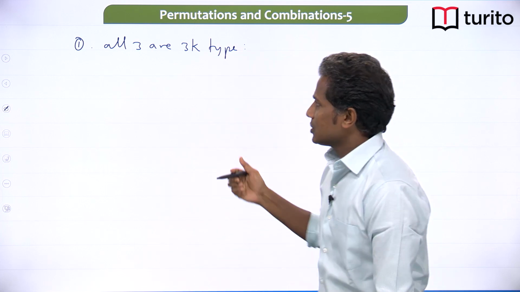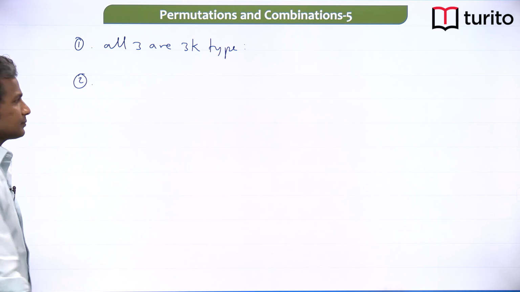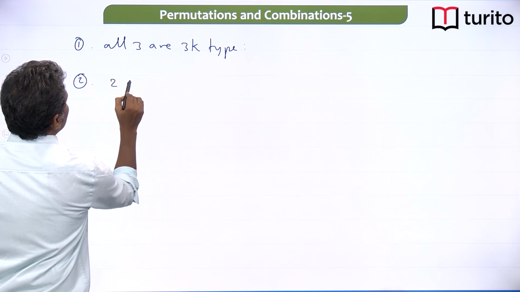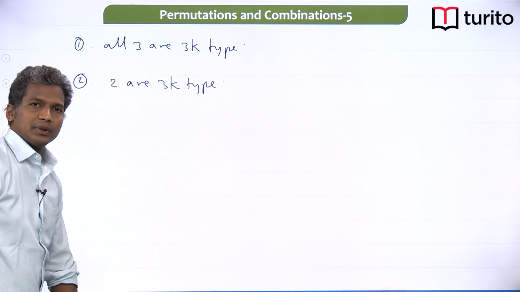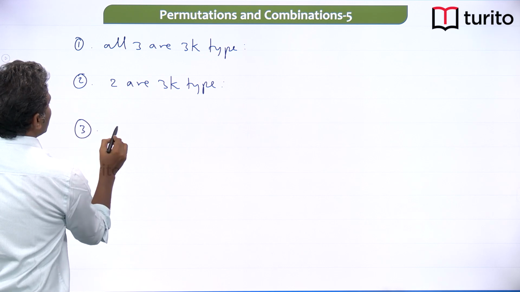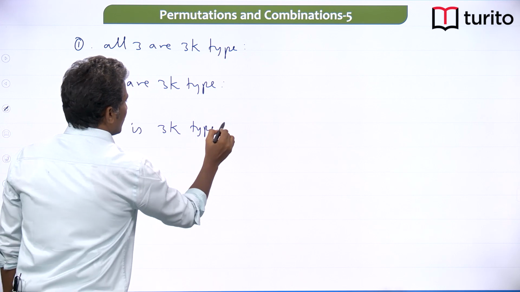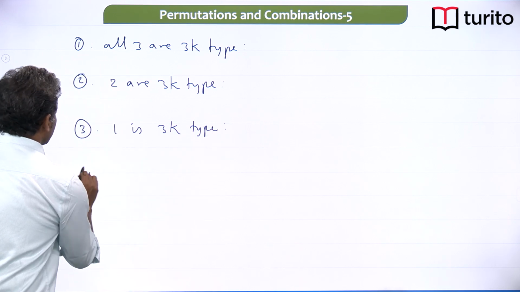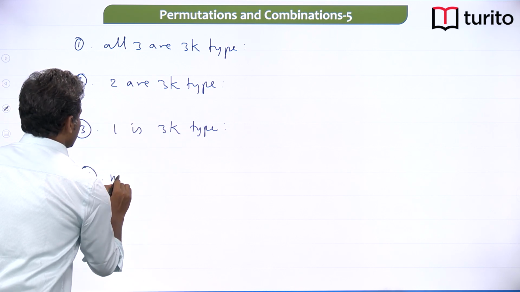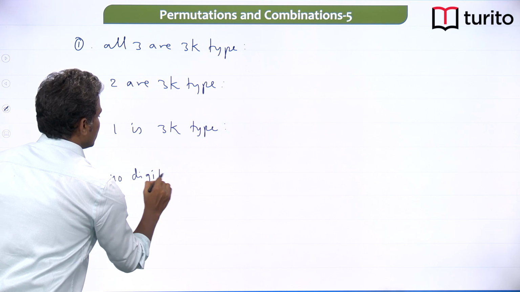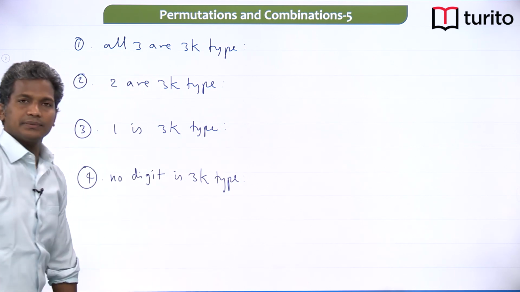Now, second case, two are 3k type. And one more case, third case, one is 3k type. And one more, fourth case, no 3k type. So, no digit is 3k type. Let us take cases like this.